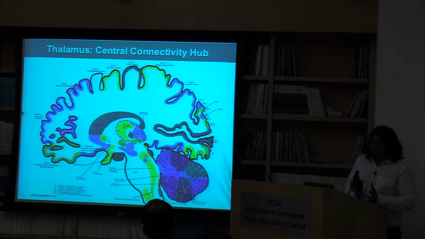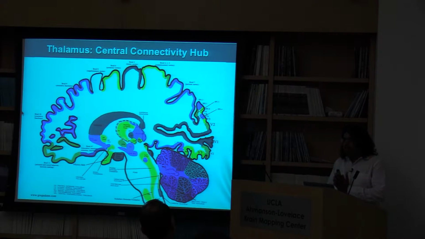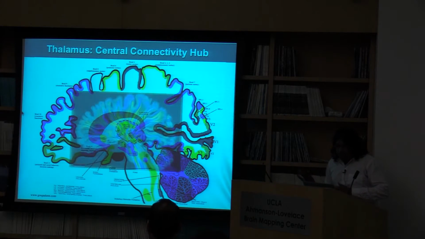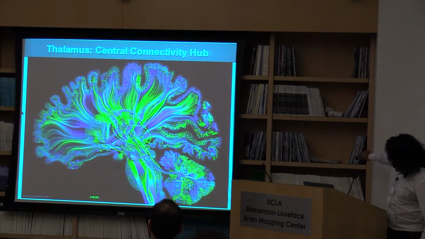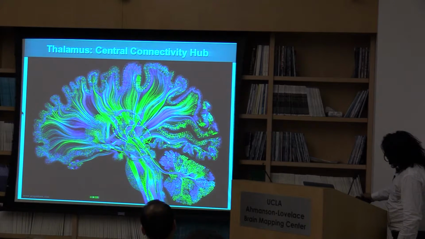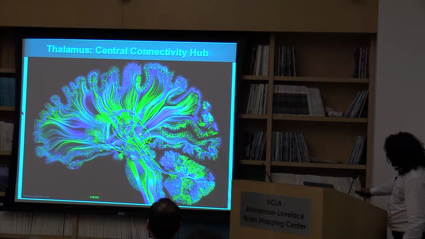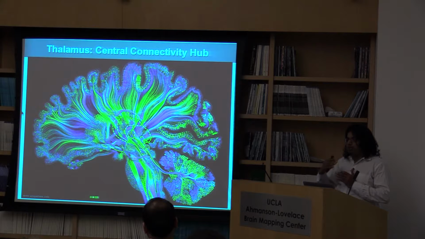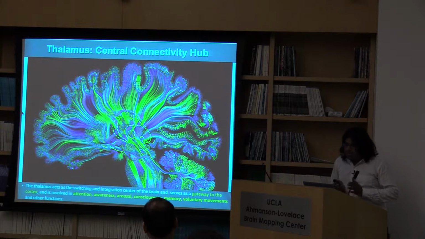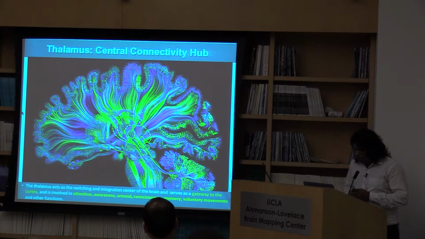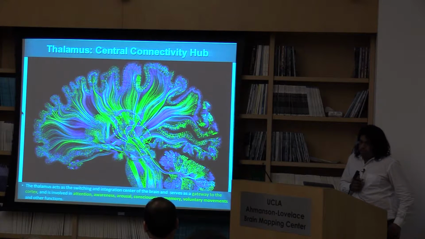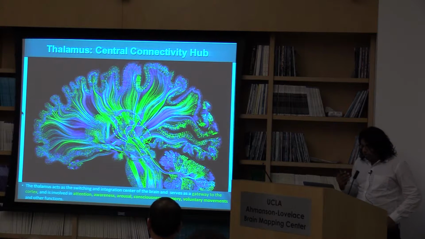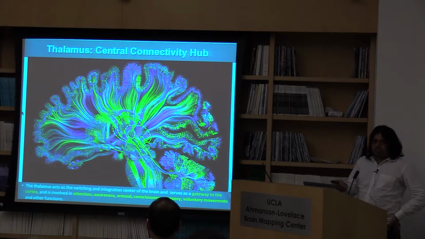The significance of the thalamus can best be understood by looking at connectivity patterns of the brain, as shown here. So the tracts project from the brainstem and the cerebellum to the thalamus, and via the thalamus to different cortical areas. For example, you see projection to the visual cortex, parietal, sensory, motor, and to the frontal cortices. Almost all input to the cortex passes through the thalamus, and therefore thalamus acts as the switching and integration center of the brain and serves as a gateway to the cortex, and is involved in attention, arousal, awareness, memory, voluntary movement, and other functions.